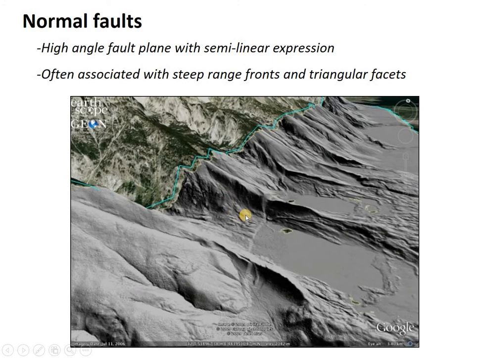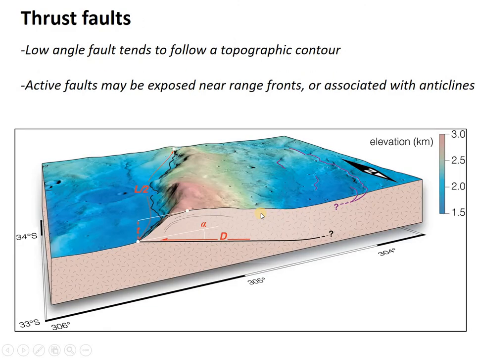Quite often with normal faults, because they're dropping one side down, you'll see them associated with steep mountain range fronts and also often with triangular facets. You can see as this fault continues to drop down, it's leaving this kind of triangular faceted ridge, or a truncated ridge, that can be quite diagnostic.